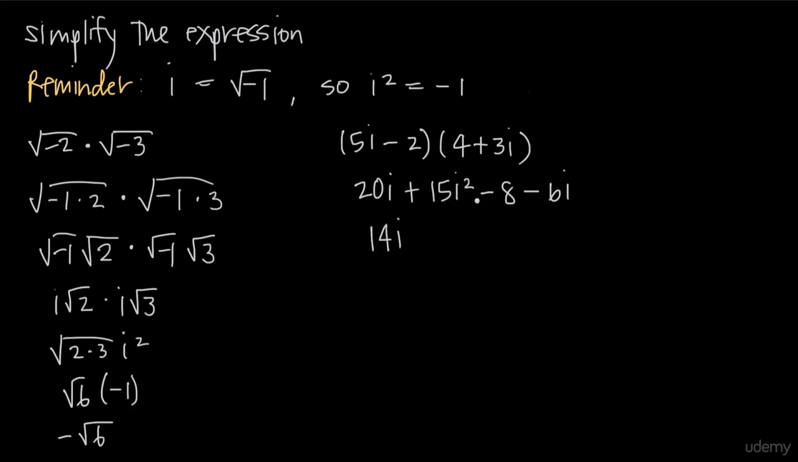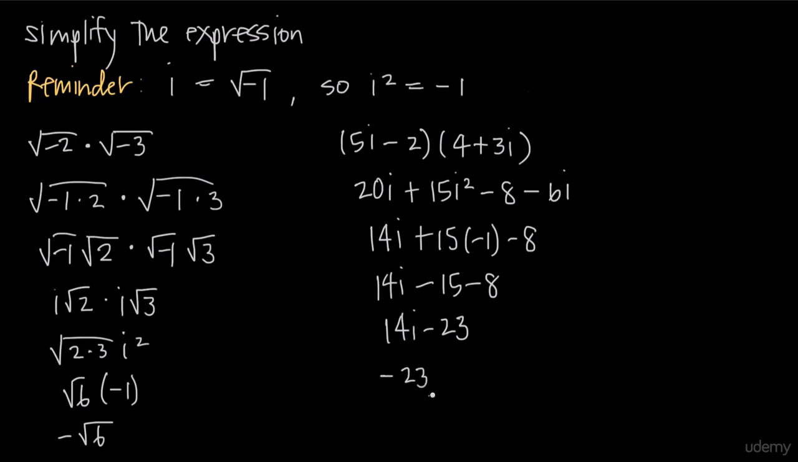Here we have 15i squared. Well, we know that i squared is -1, so we'll say plus 15 times -1, and then we have our -8. So we'll get 14i, and then 15 times -1 is -15, and -8. So what we end up with here is 14i minus 23. But when we end up with a complex number like this, it's conventional to always write the whole number first. So we'll put the -23 first, followed by the number that contains i. So we'll say -23 plus 14i, and that'll be our final answer.